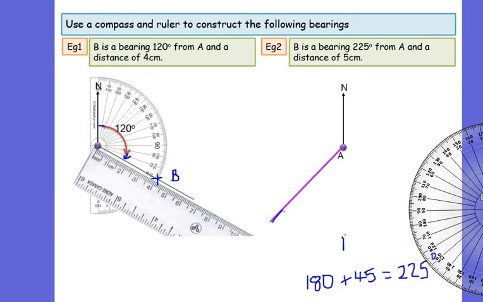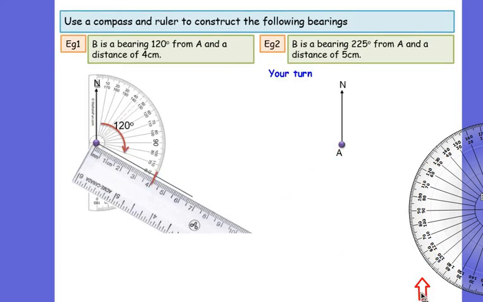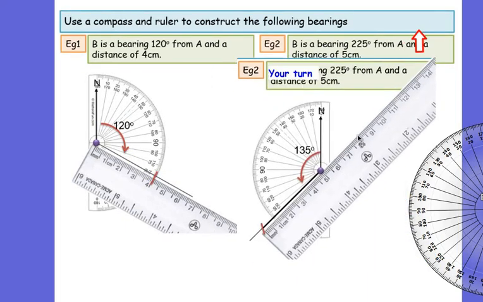We now need to measure the distance away. We know that B is 5 centimetres away. Here's one I made earlier. So I then take out my ruler, measure 5 centimetres away, and there is B.